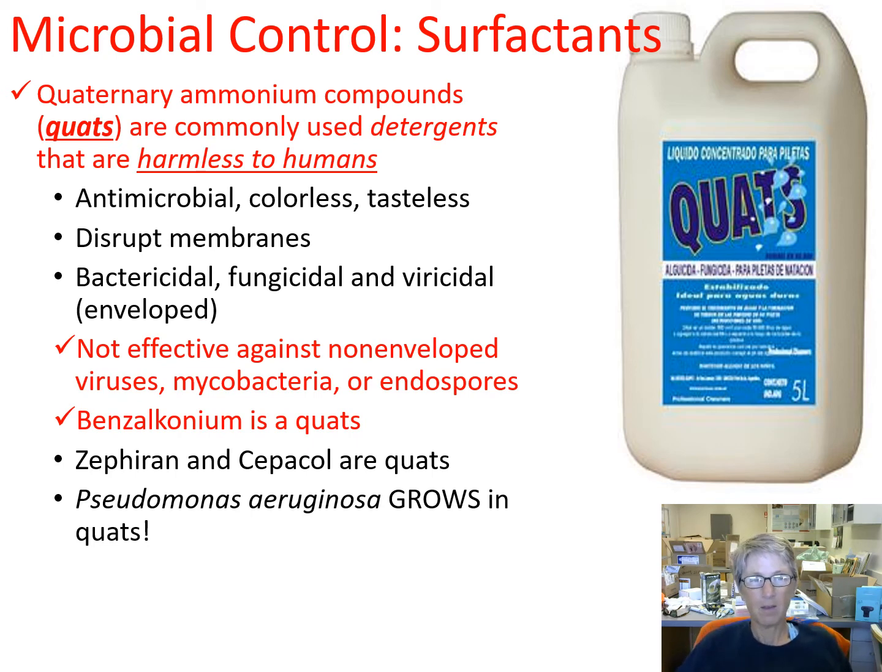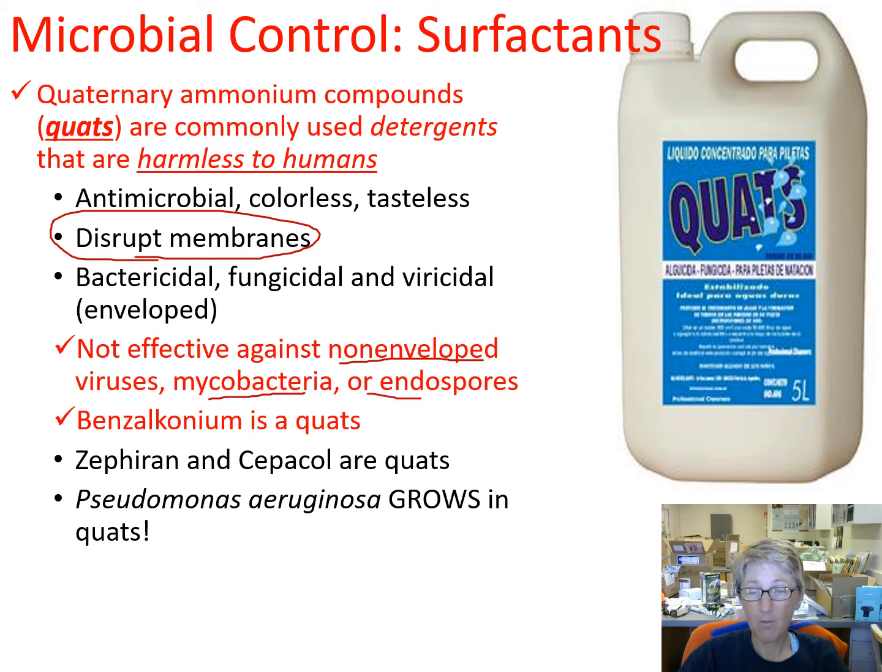Okay, more surfactants. What about these guys called quats, quaternary ammonium compounds? They're commonly used detergents. They're harmless to humans. They disrupt the membranes of the bacteria again, but they're not effective against non-enveloped viruses. They're not effective against mycobacteria. They're not effective against endospores. A famous quat is benzalkonium, but these guys are also quats.